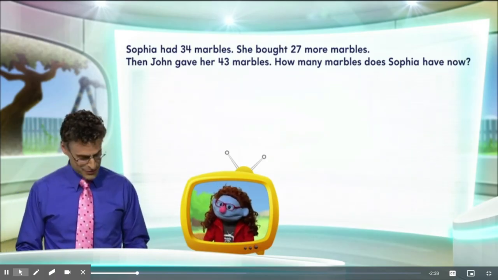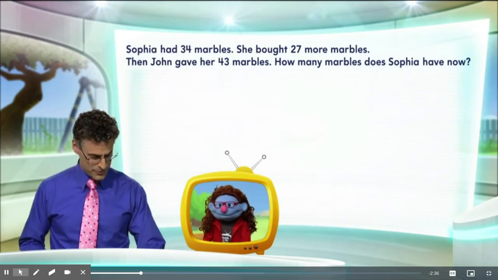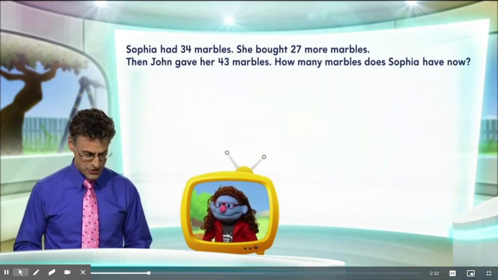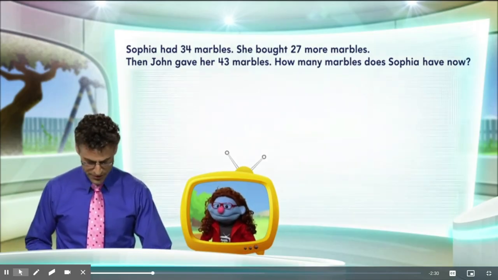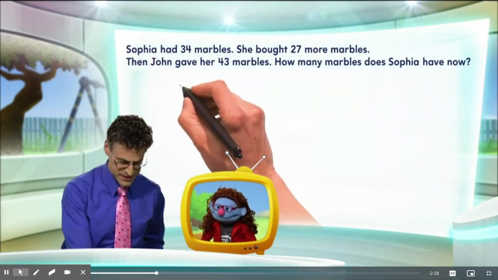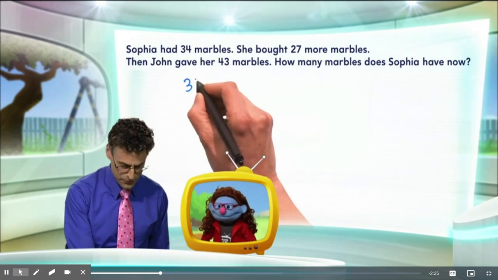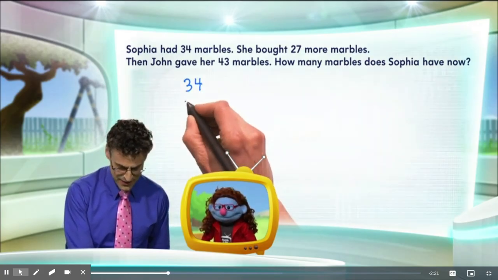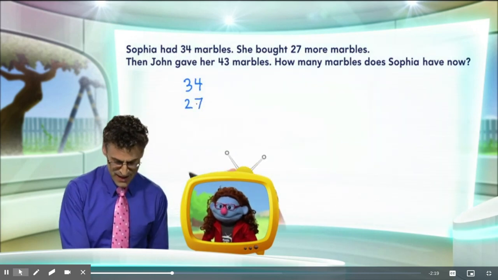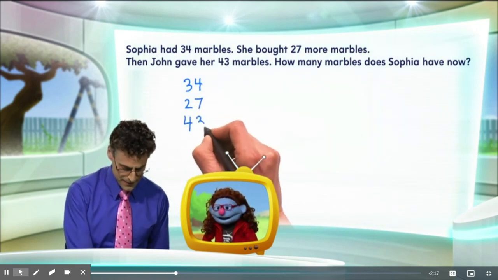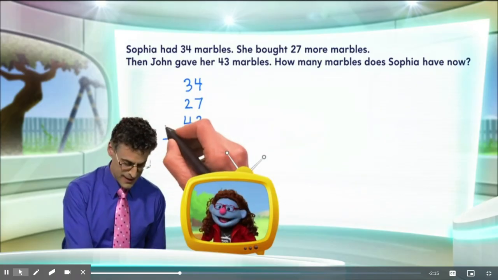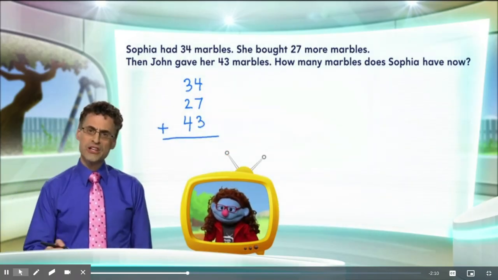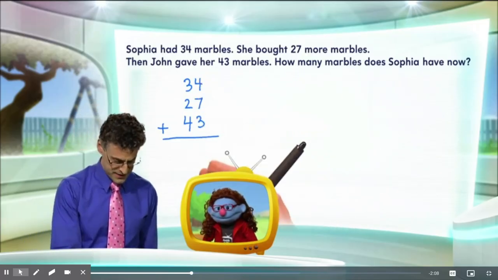Okay, here we go. So what we're going to do is we're first of all going to realize that we want to add up all those numbers to see how many she has in total, in all. So what we're going to do is write the numbers down. So I see 34, and then I want to add 27, and then I want to add 43. Ooh, that's a lot of numbers. And they're big, too. They are. A lot of marbles. But when I look at this, let's just start looking at the ones digit.